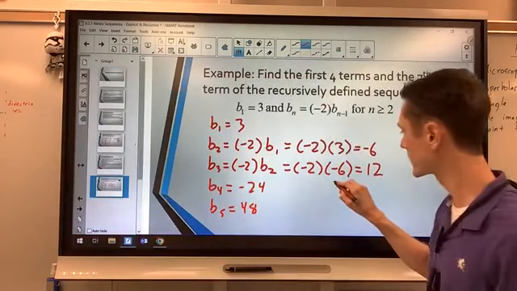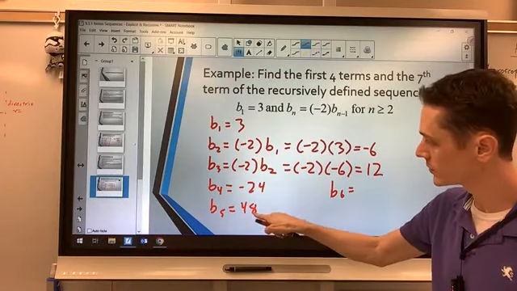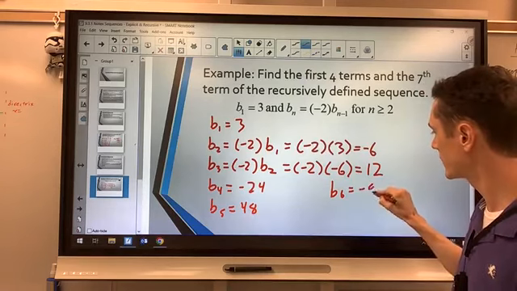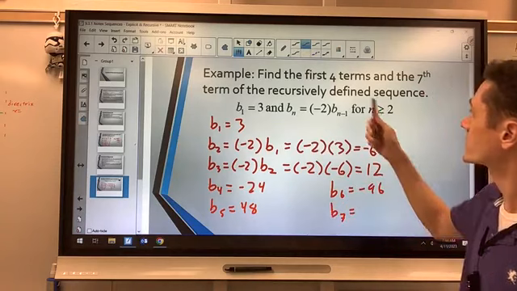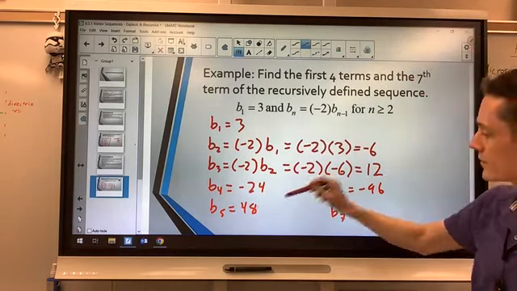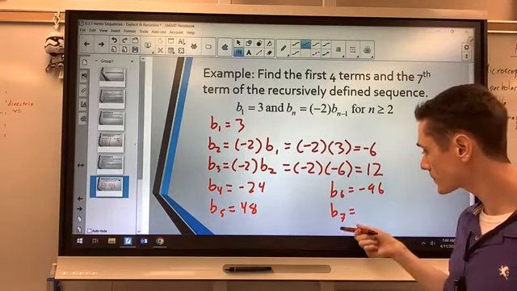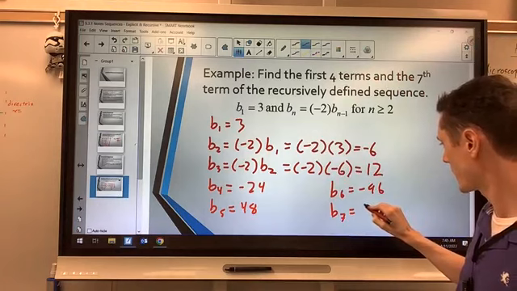And then this one wants us to go all the way up to the 7th, so let me make some more space over here. So the 6th term would be negative 2 times this number, so we've got negative 96, and then we need to do it one more time, because unfortunately I wasn't able to skip ahead. After finding the first 4 terms, I wasn't able to just skip to the 7th. I still had to find the ones in between leading up to it. So b sub 7 is going to be negative 2 times this number, so we've got positive 192.